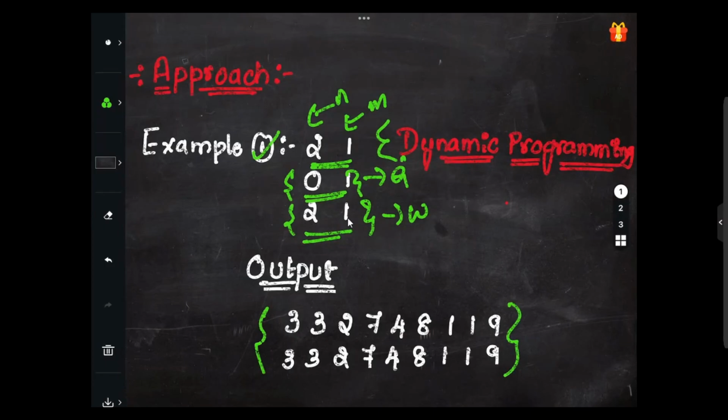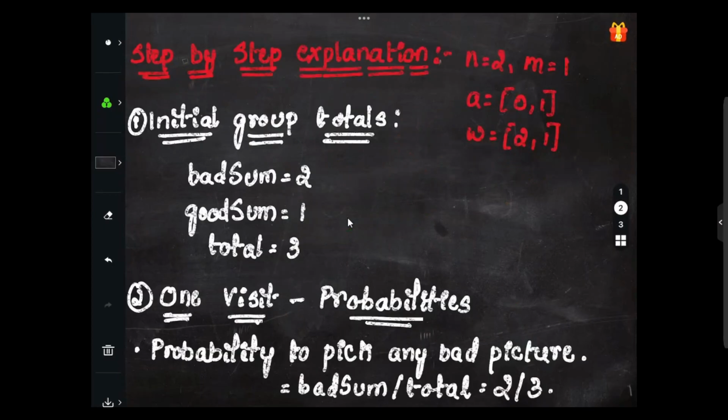Let's move on with the step by step explanation. Before that, we will be making use of dynamic programming along with the modular inverse, right? So again, just remember this, we'll be making use of dynamic programming along with the modular inverse. So let's move on with the step by step explanation. N we have been given 2, m we have 1, a, likes and dislikes, we have 0 and 1, weights we have 2 1, right?